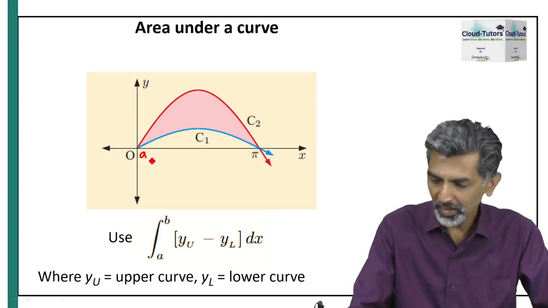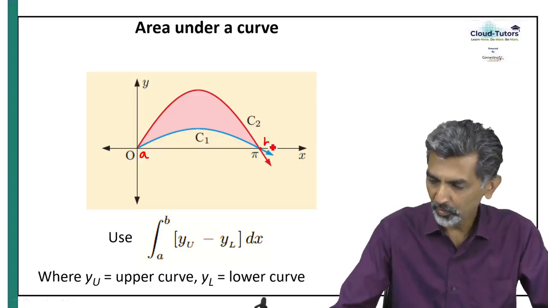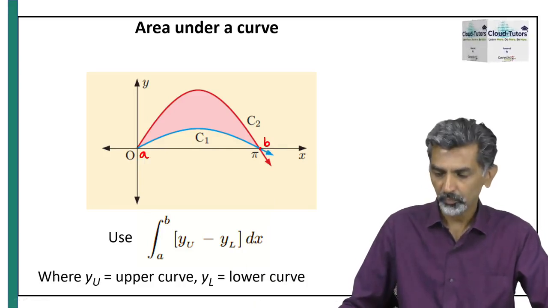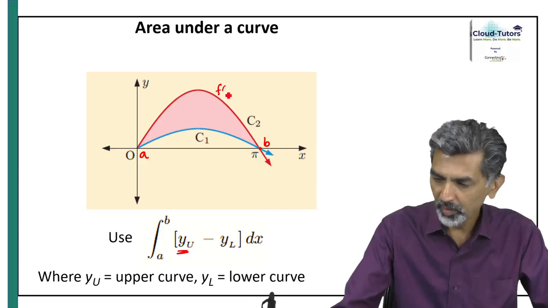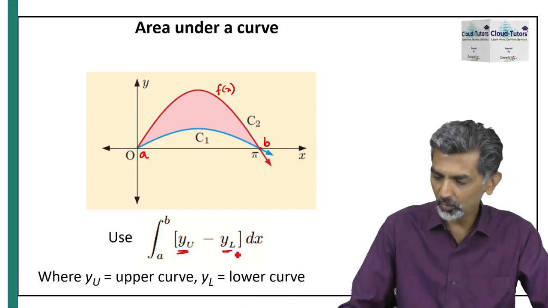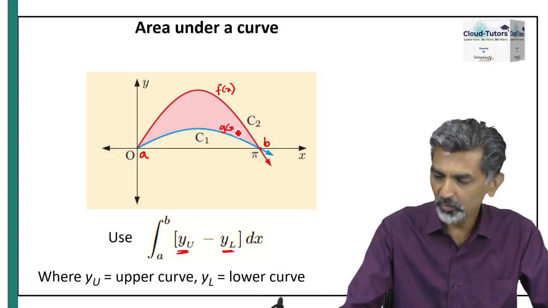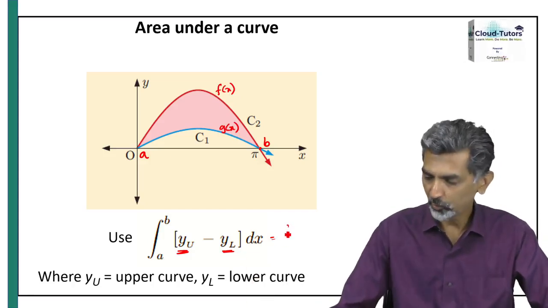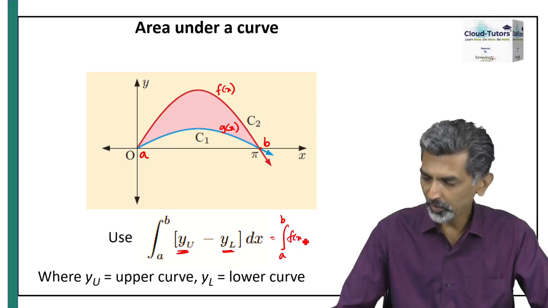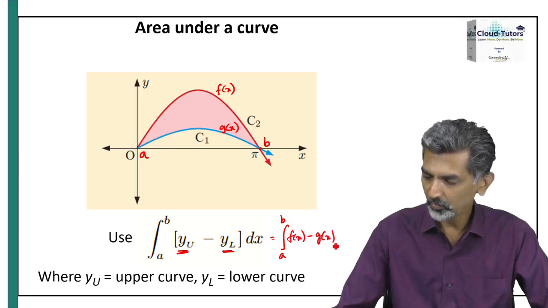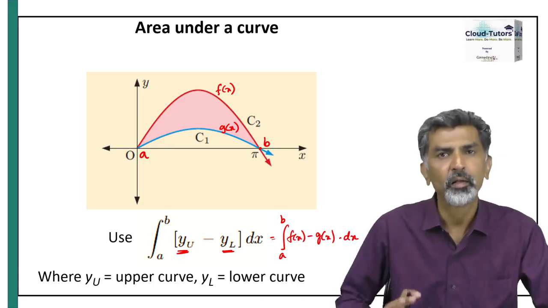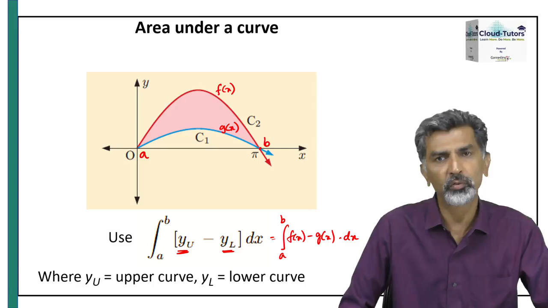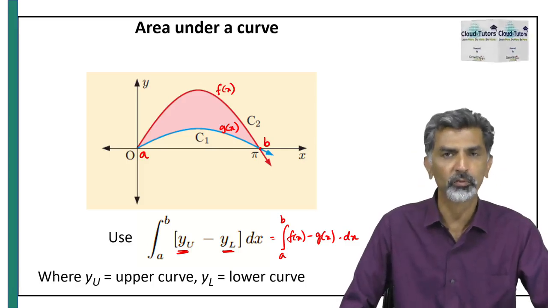Now this is x is equal to a, and this is x is equal to b, where the upper curve may be given by f of x and the lower curve is given by g of x, and therefore that can be written as x goes from a to b, the upper curve f of x minus the lower curve g of x dx. That will give you the area bound between these two curves, the red curve and the blue curve.